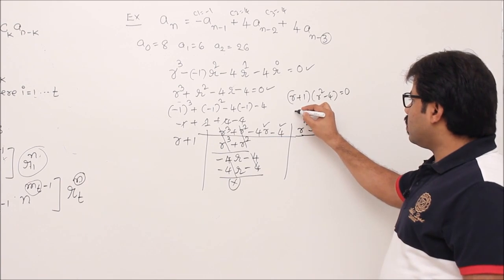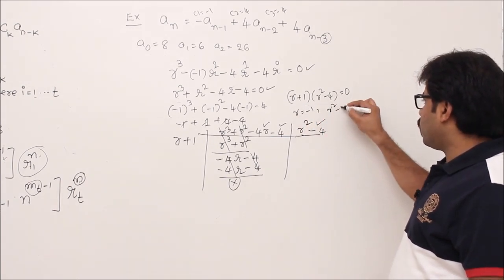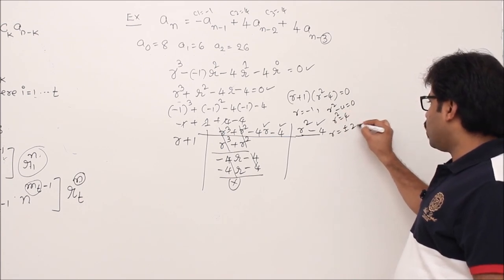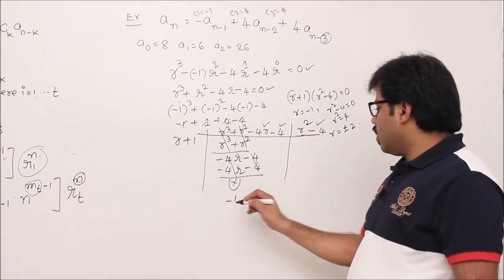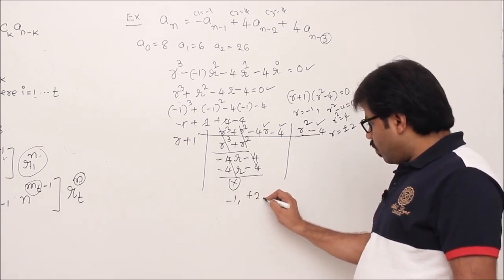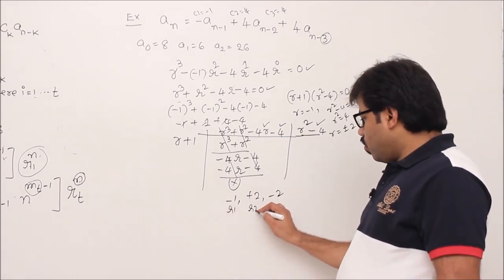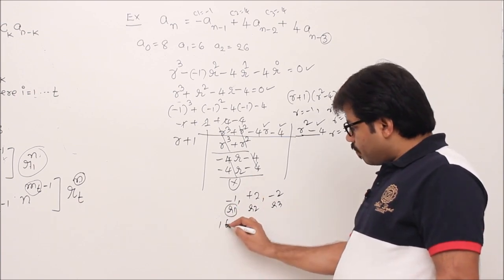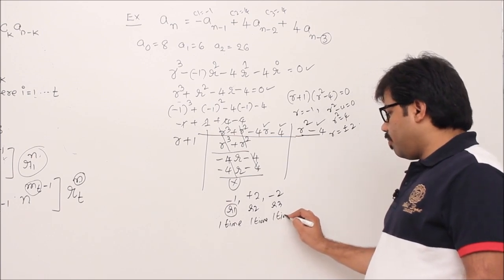Then one root: r plus 1 is 0, so r equals minus 1. Second one, r square minus 4 is 0, then r square is 4, then r equals plus or minus 2. Finally we got 3 roots. What are they? One is minus 1, second one plus 2, third one minus 2, in any order. Let's say this is r1, this is r2, this is r3, and r1 is repeated only one time, right? r2 is repeated one time and r3 is repeated one time.